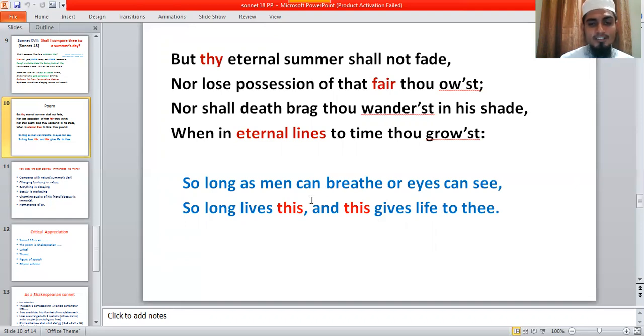And the last two lines, William Shakespeare said that so long as man can breathe, so long as man lives in this world, or eyes can see, or human existence prevails in this world, so long lives this. This means this sonnet, this piece of art. So long as this piece of art will exist in this world, so long as human beings exist in this world, and this gives life to thee.